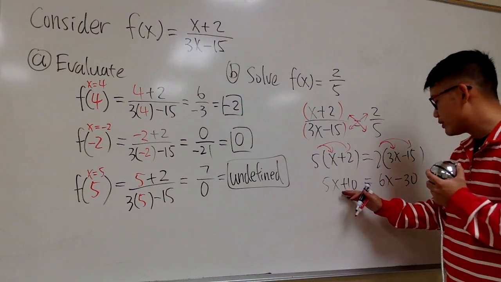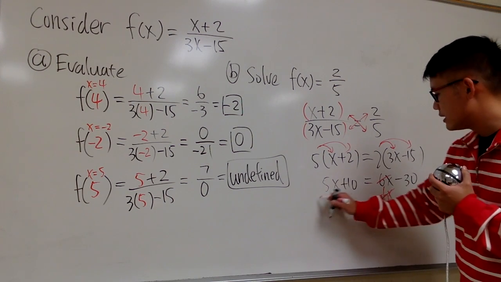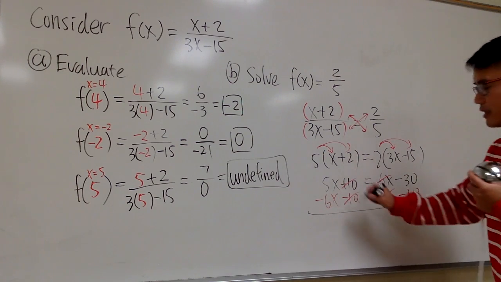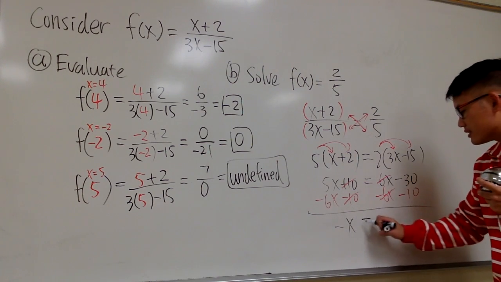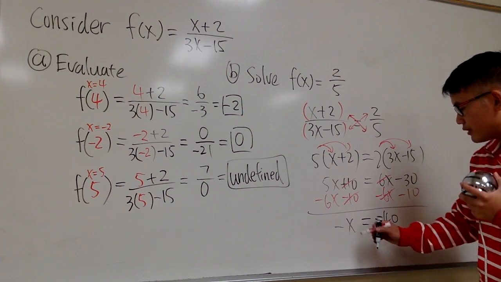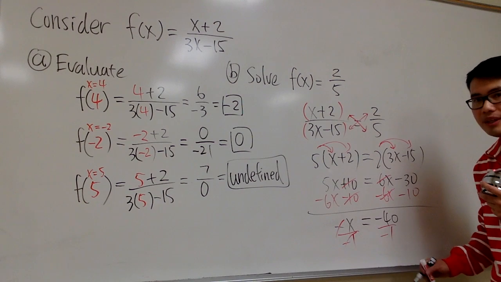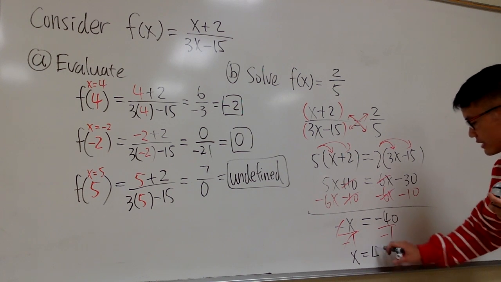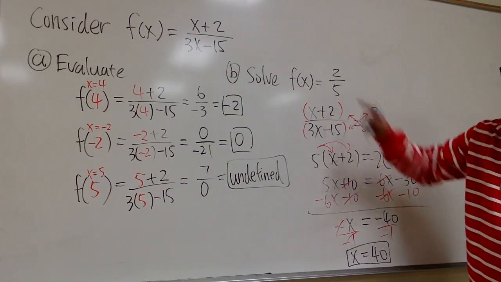And bring all the numbers to the right, bring all the x to the left. So that's minus 6x on both sides. And that's minus 10 on both sides. And we will see 5x minus 6x, that's negative x. This is going to give us negative 40. Well, I don't want negative x. Let's divide both sides by negative 1. So finally, we see what? X is equal to negative 40 over negative 1. That's going to give us positive 40. And this is the x value for the answer for part B.